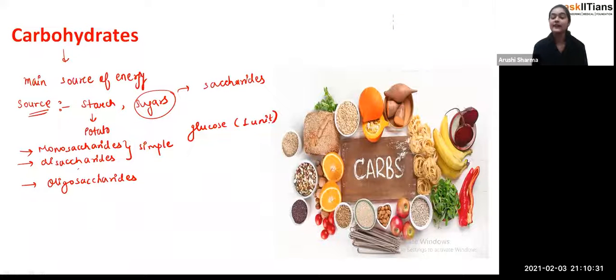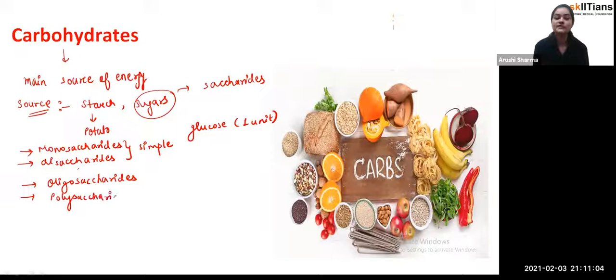Okay, and when one unit is combining with another unit of glucose, it will form a disaccharide. But when four to five or six to seven units are combining together, we call them oligosaccharides. And when more than ten units of glucose combine together, we call them polysaccharides. That means many saccharide units are combining, and that is why we call it polysaccharides. And you know why we call them saccharides: because it contains sugar. Okay, so it is just that, polysaccharides.